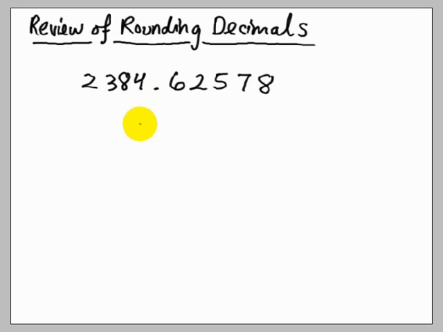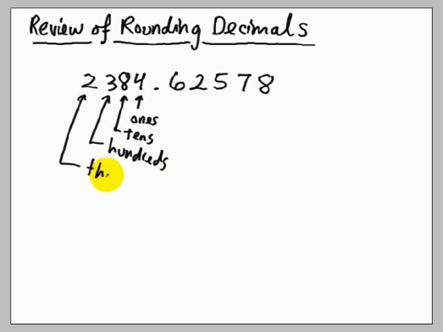Okay. The first thing we need to remember is the concept of place value. Do you remember what this place value is here? This is the ones place, right? And this place here is the tens place. And then the hundreds. And then the thousands. And it keeps going, of course. The next one is 10,000s, and then 100,000s, and then millions, and then 10 millions, and then 100 millions, etc.